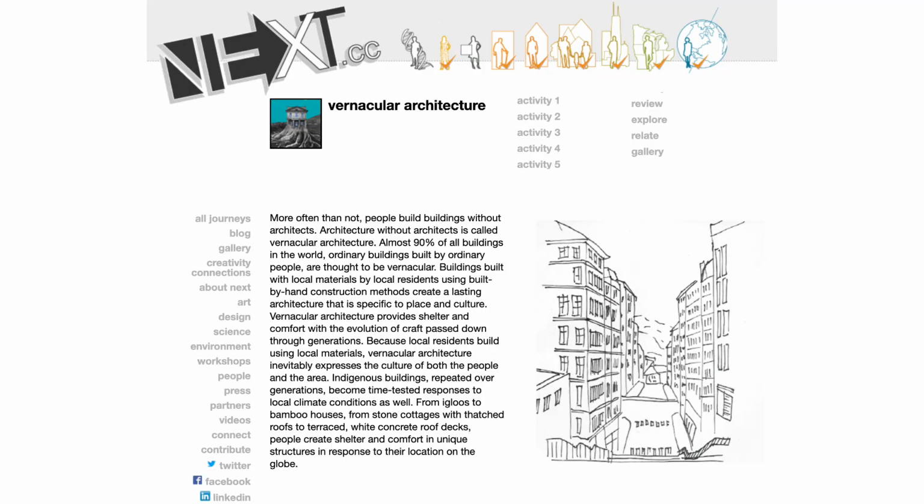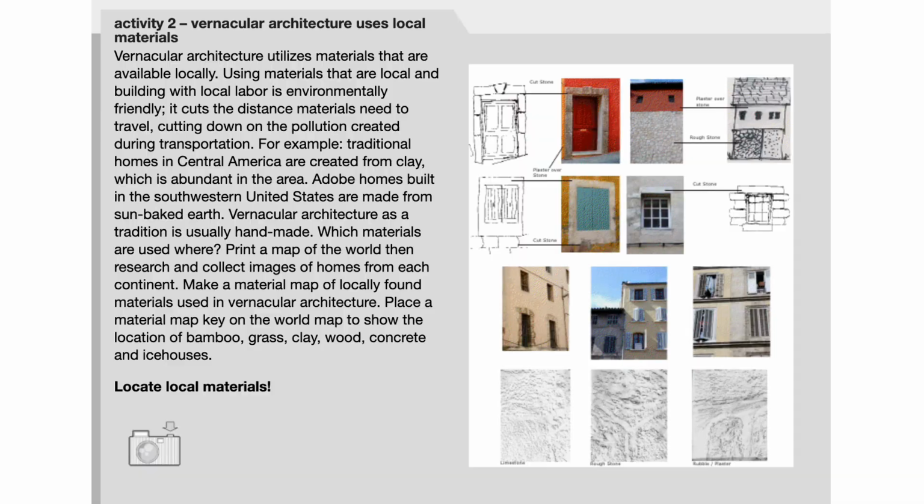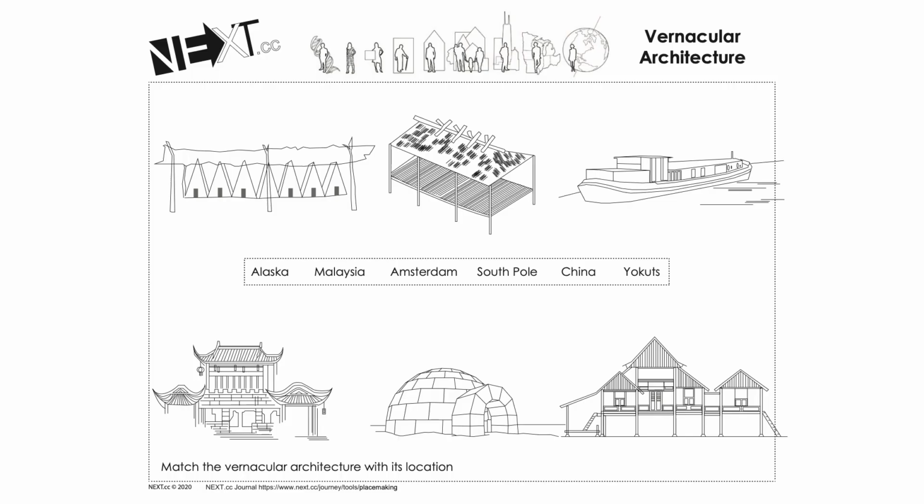Look at different ways people live around the world. One way is through vernacular architecture, or architecture that's made in a place based on local traditions and local materials. Can you guess what biome these constructions and homes are inhabited by people around the world?